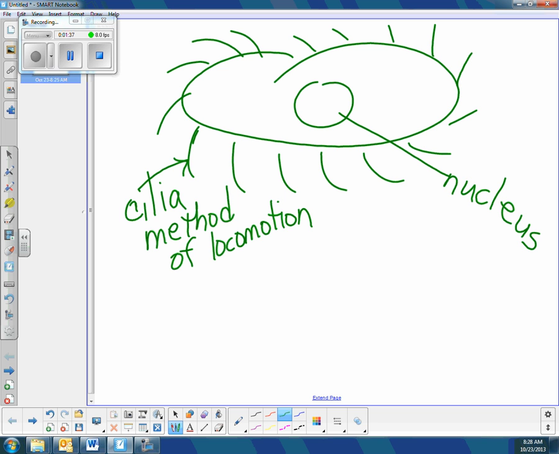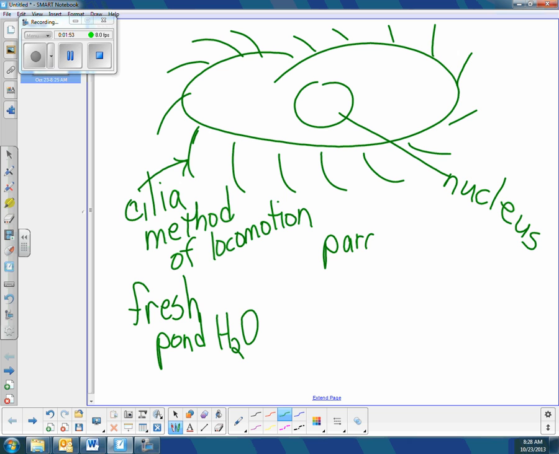Now he lives, for the most part, in fresh water, fresh pond water, you can find him. And he is what we call a paramecium. Pronounce it again, paramecium. The paramecium is single cell. He is an animal. He does everything we do. He even goes through reproduction.